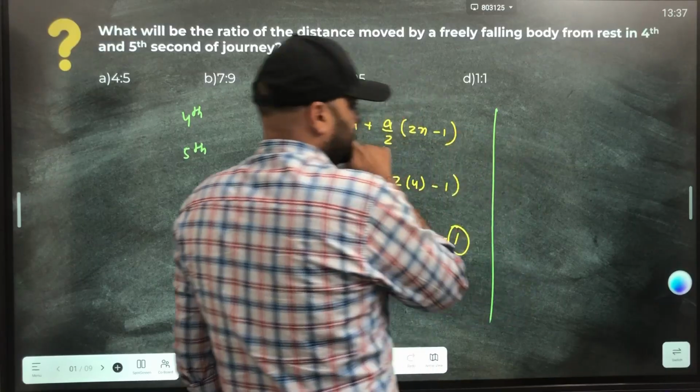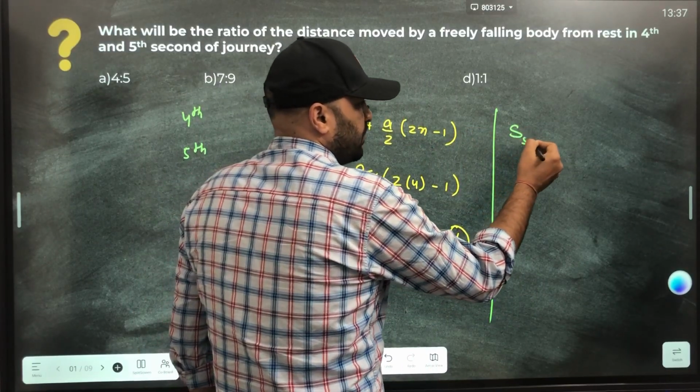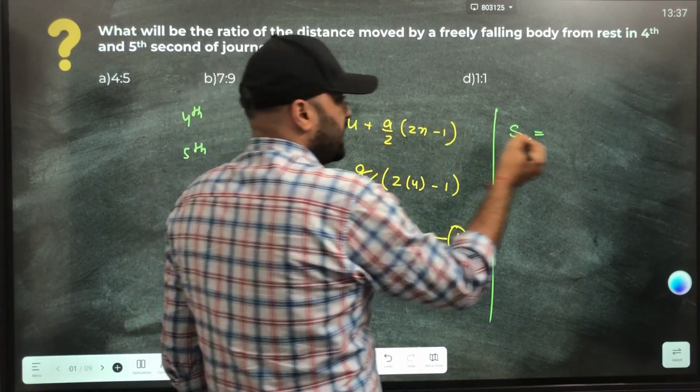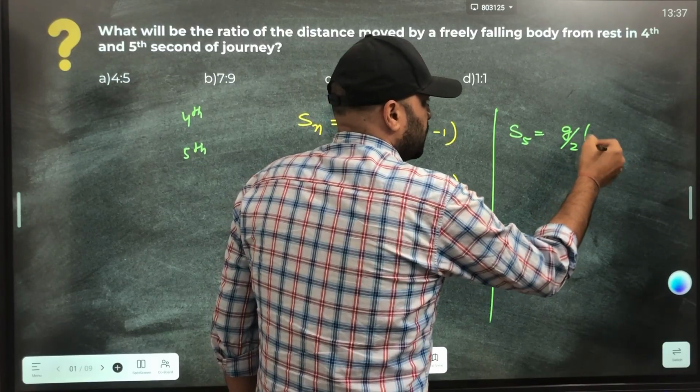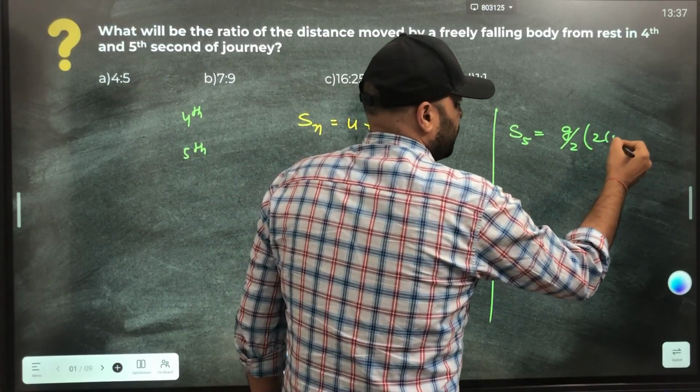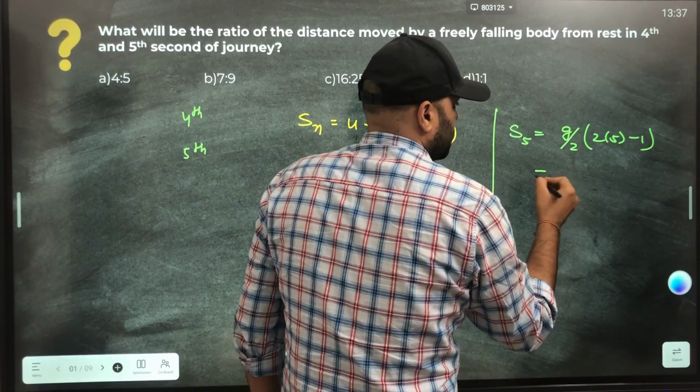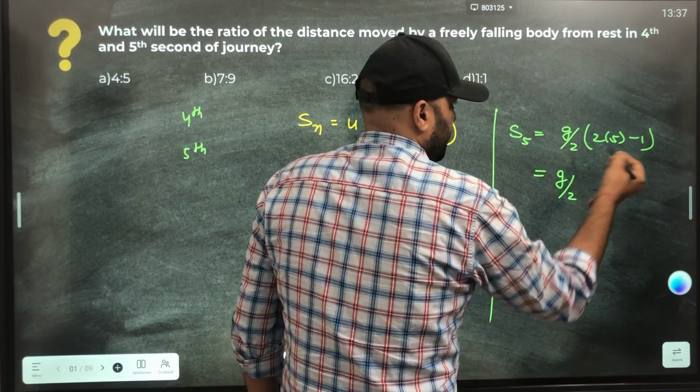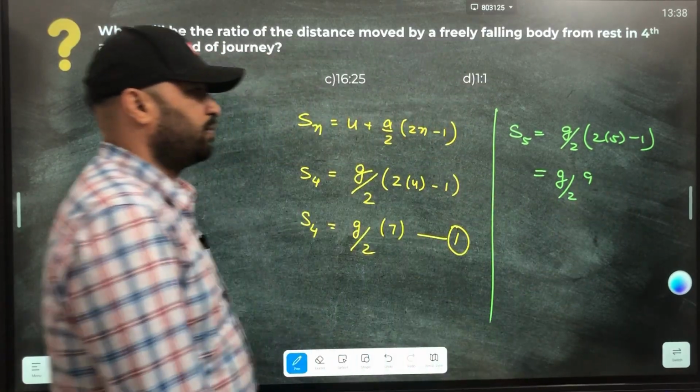Now let's figure out the 5th second. Using the same relation, S5 will be equal to, u is again 0, a is g by 2, 2 times n, so 2 times 5 minus 1, correct? So this will be g by 2 into 10 minus 1, that is 9, correct? I hope this is clear.